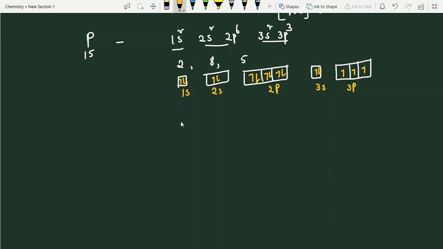Now the last method, comparing with noble gases. What is the nearest noble gas? Here also neon only. Instead of that, you can write neon and the outermost shell is 3s2 3p3. See how many electrons are here, students? 5 electrons. 5 valence electrons means it belongs to the 15th group, the 5A group. We can find out like this also.